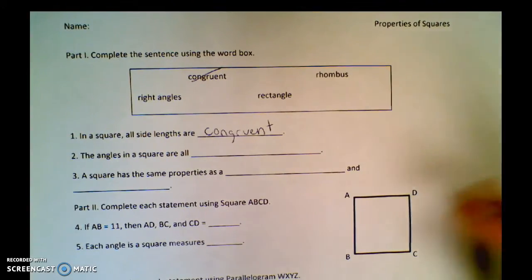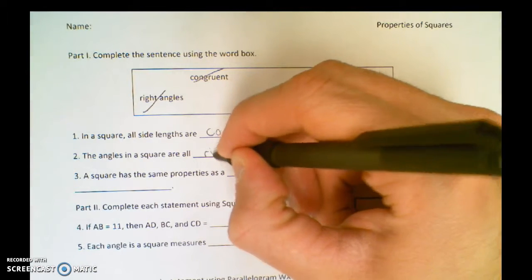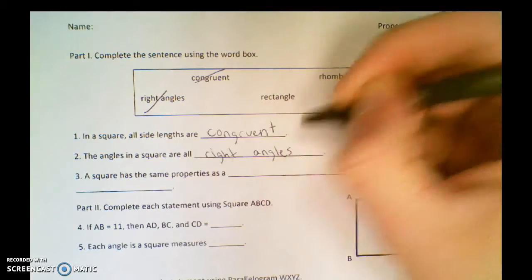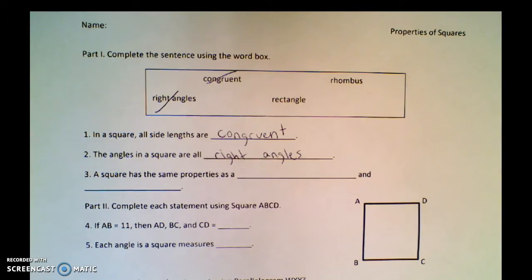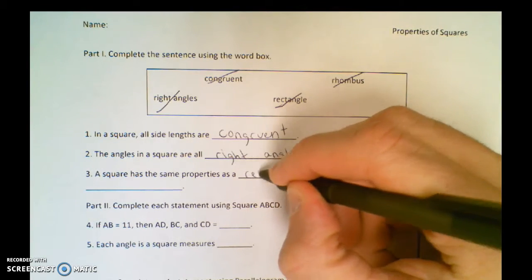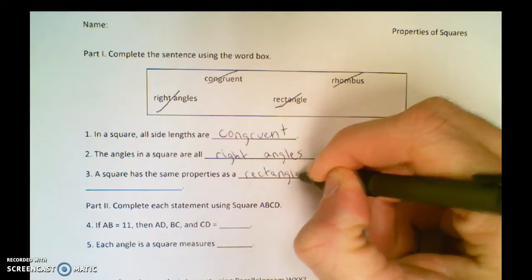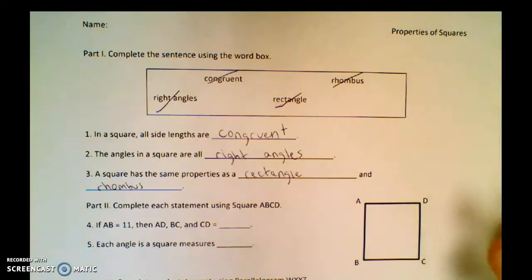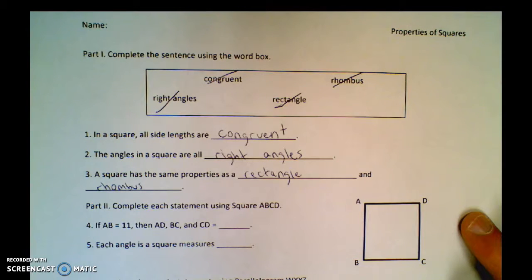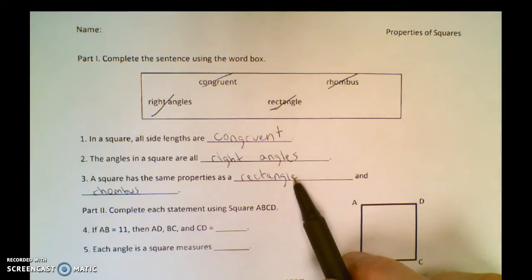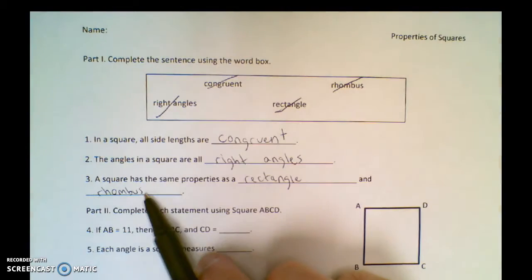The angles in a square are all right angles. So a square has the same properties as a rectangle and a rhombus. Remember the family tree? You start off with quadrilateral, went to parallelogram, and then parallelogram went to rhombus and rectangle went to square. So all those properties, it takes the right angles from the rectangles, and it takes the same side lengths from the rhombus.